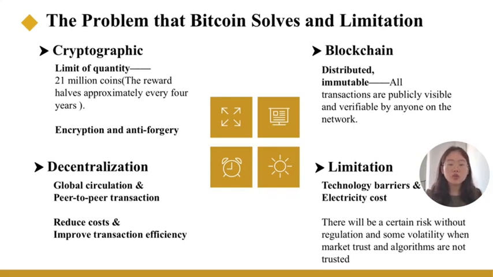Unlike traditional central servers, the decentralization of Bitcoin allows transactions to exist independently in the network, breaking regional restrictions. Because of this, Bitcoin also reduces many costs, such as the need to verify multiple currencies, and allows direct peer-to-peer transactions. Of course, Bitcoin also has some limitations like technology barriers and electricity costs. These problems are also being discussed and gradually improved.